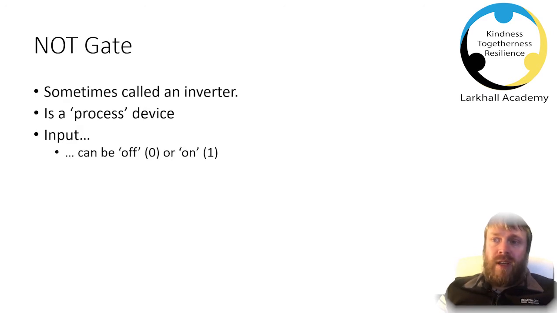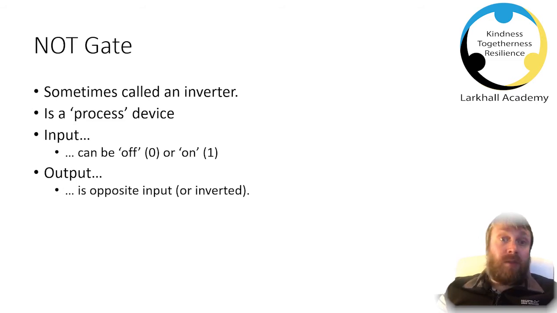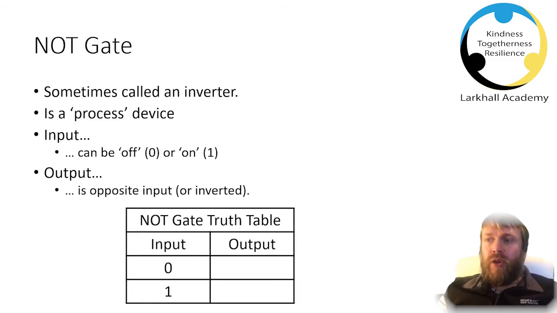So you've got your input, and it can either be off, represented by 0, or it can be on, represented by 1. Your output then is the opposite of the input, or it's inverted. So that's your NOT gate. This here is a truth table. We've not come across truth tables yet, so let me take a few seconds to tell you what a truth table is. A truth table looks at the inputs going into a device and then determines what the output will be at the end. So in this case, your input can either be a 0 or a 1, so your output is either going to be 0 or 1.